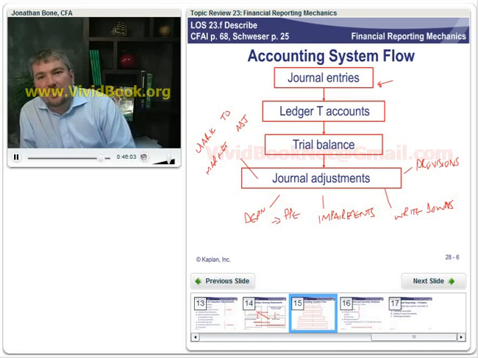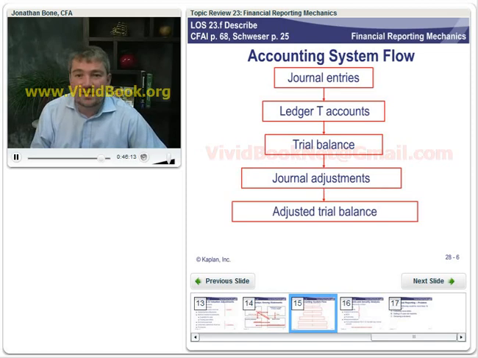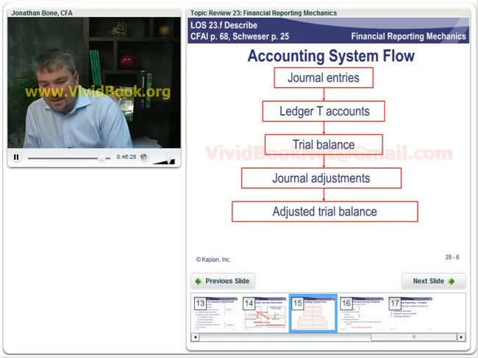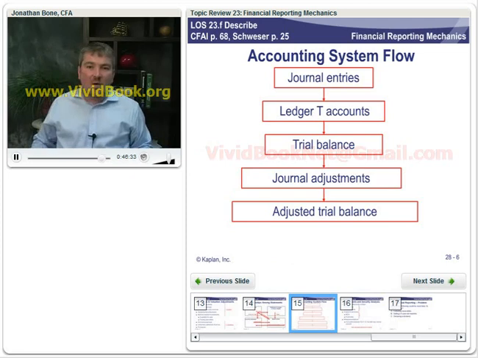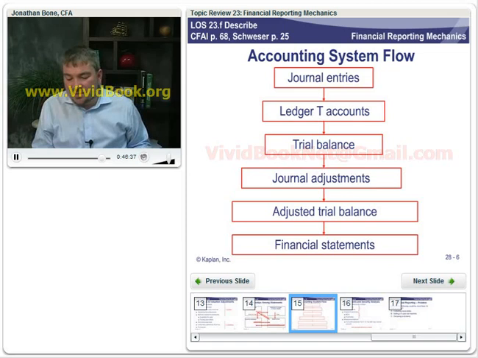So once we put our journal adjustments through, we extract another trial balance, and we refer to that as the adjusted trial balance. Again, all it is is a list of all of the asset balances, all of the liability balances, all of the revenue balances, all of the expense balances. And from this trial balance, we produce our income statement and our balance sheet. So that's what we use to produce the final financial statements. That's how the flow of information flows through a firm and it is used to produce a set of financial statements.